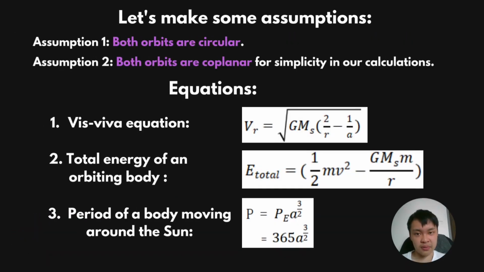Let's make some assumptions about our calculations. The first assumption is that both orbits are circular, and the second assumption is that both orbits are coplanar, for simplicity in our calculations. We use three equations in our calculations. The first is the vis-viva equation, the second is the total energy of an orbiting body, and the third equation is the period of a body moving around the Sun.